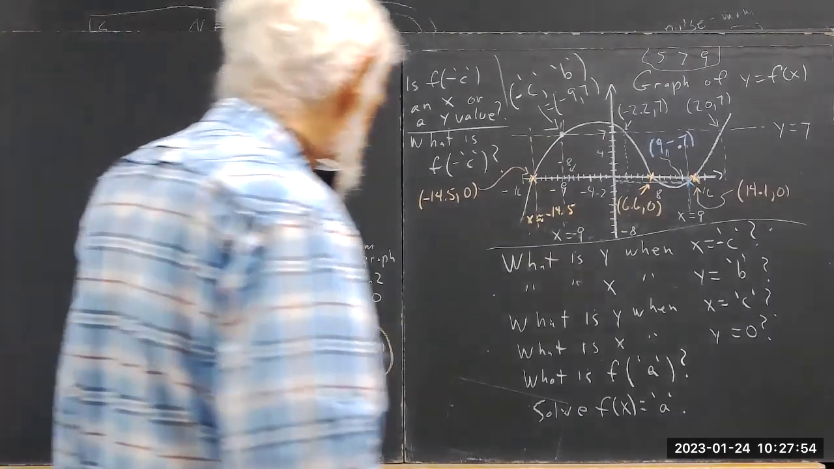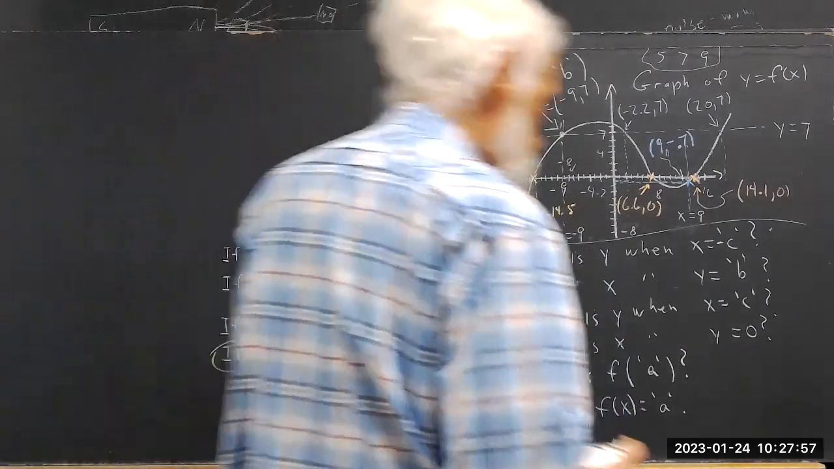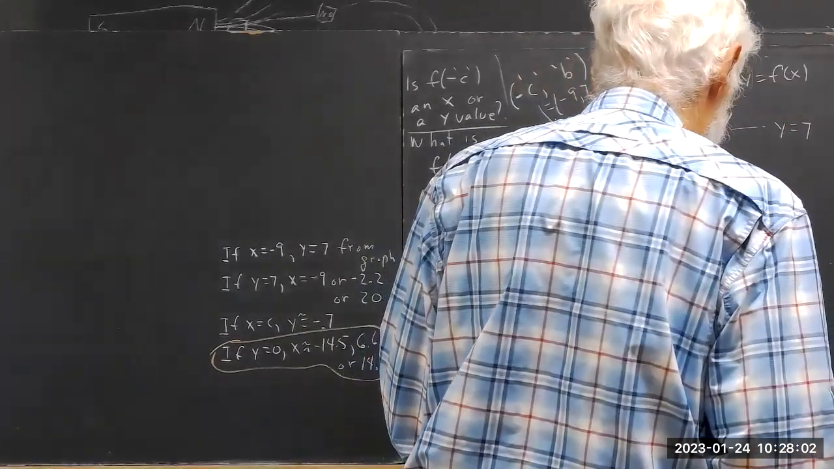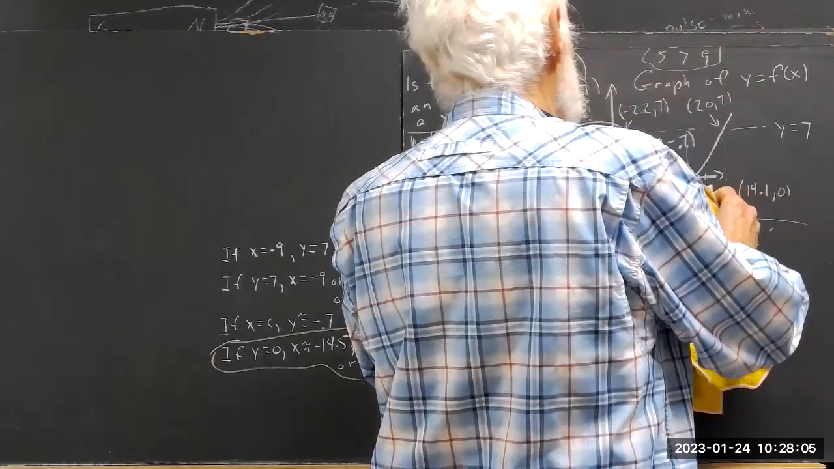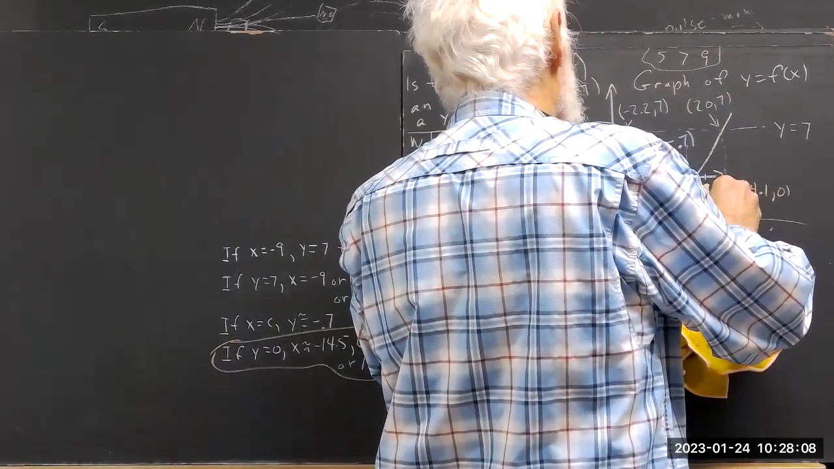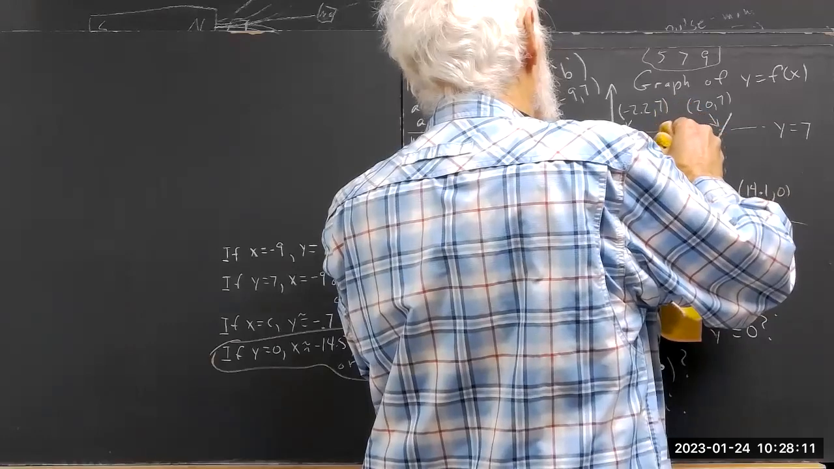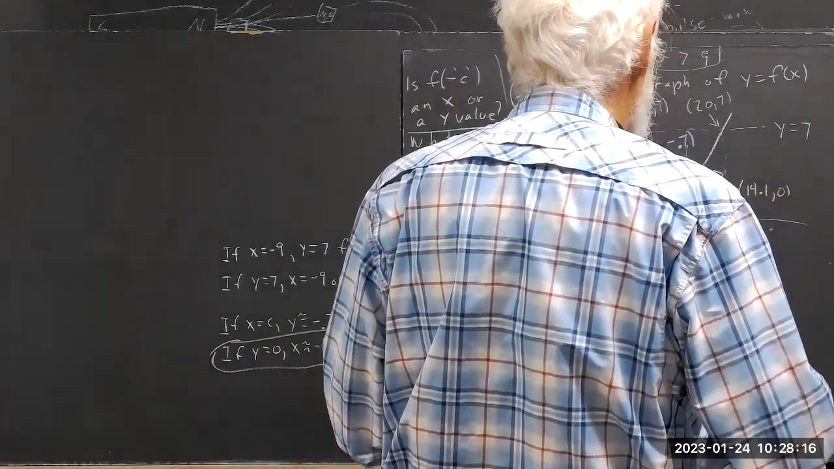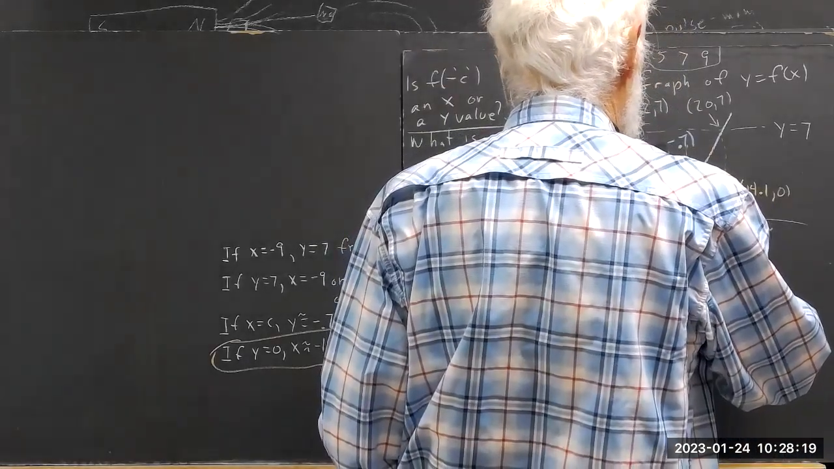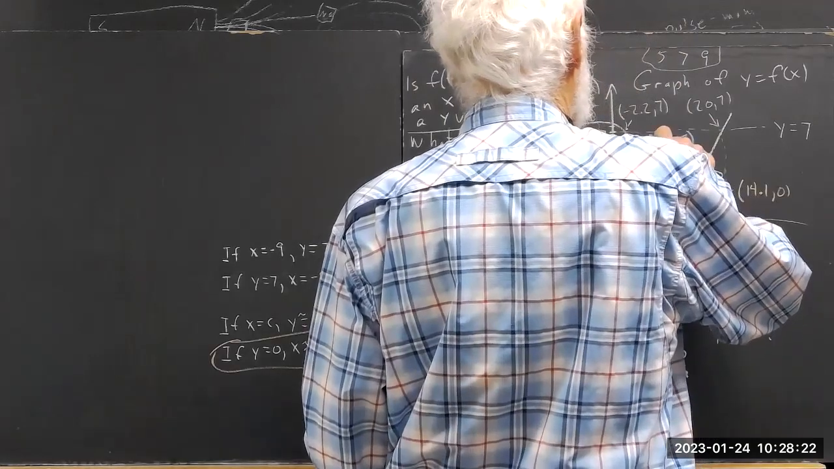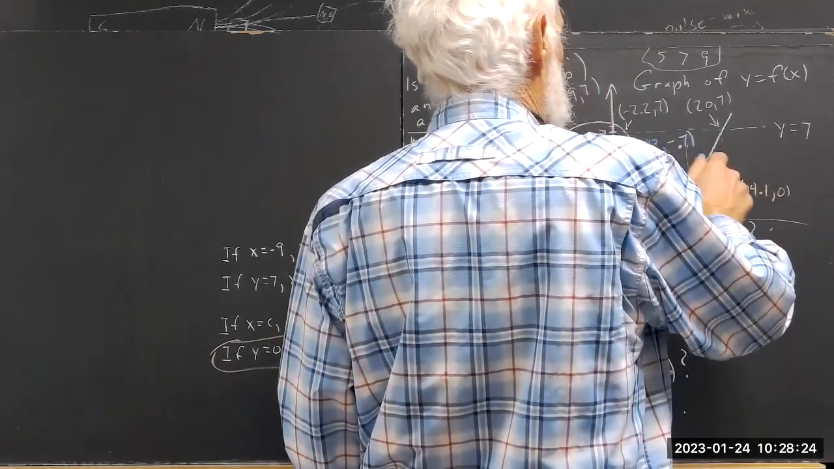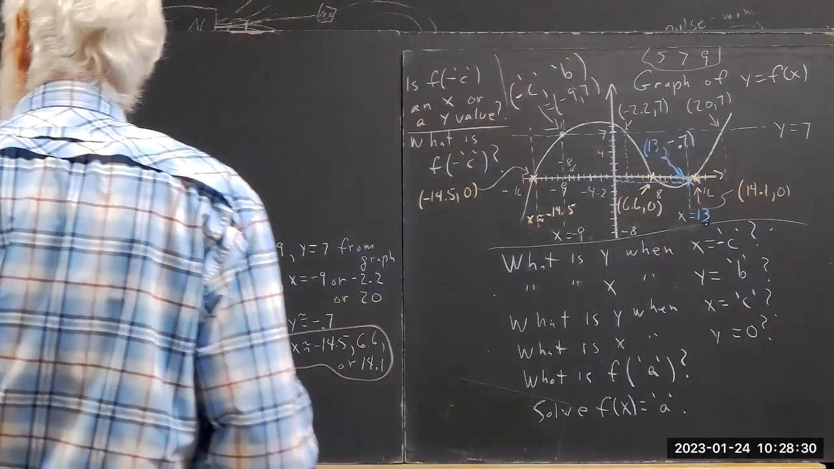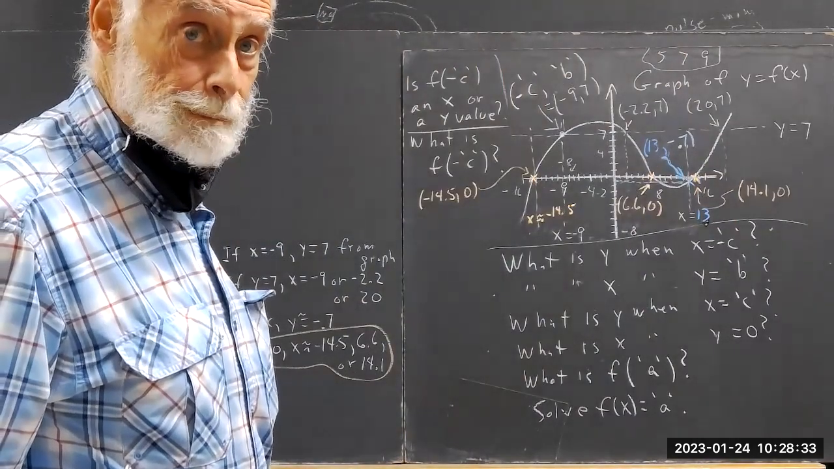Now let me fix what I did over here. I wasn't looking at the graph very clearly. I wasn't being real careful. It's not 9, that's 13. So this point should be 13, negative 7. Okay. Makes sense?